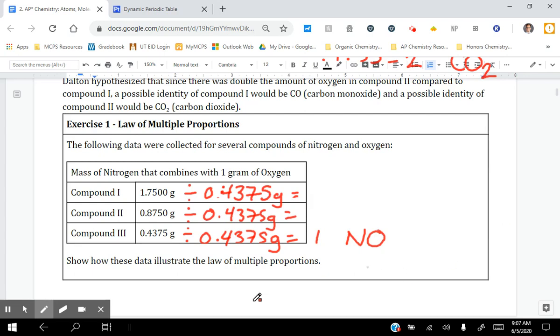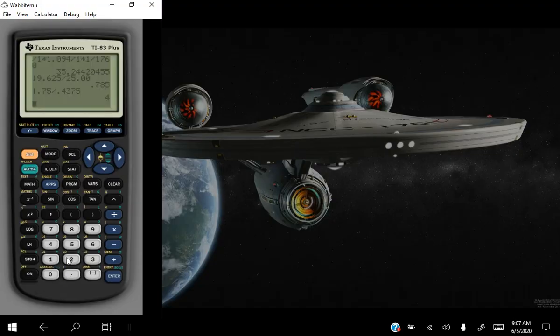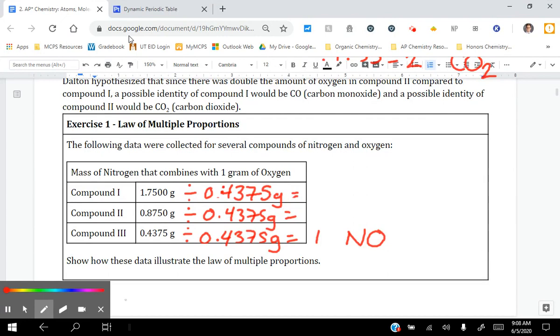If we check our math for the other ones, and I'll pull up my calculator here. 1.75 divided by 0.4375 tells us that we have 4 nitrogens for 1 oxygen. And then if I do 0.8750 divided by 0.4375, I have 2 nitrogens for that oxygen. So since this tells us we have 2 and 4, quite possibly these could be identities of the compounds that we are looking at here.